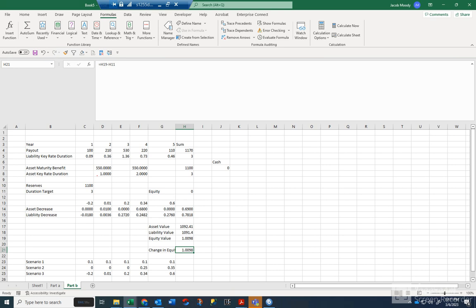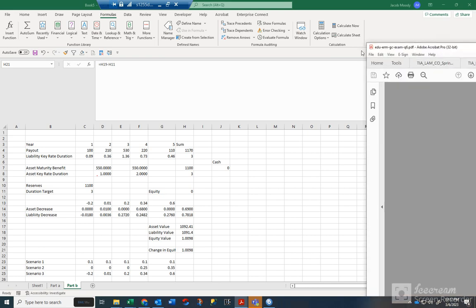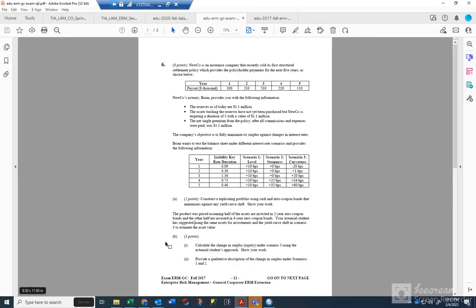Wanted to make this third part to talk about part 2 of question B of this question 6 of the ERM example. So it says provide a qualitative description of the change in surplus under scenarios 1 and 2. I'm just going to do it quantitatively as well to just show the logic behind it. But if you look here, we just need to look at scenarios 1 and 2.